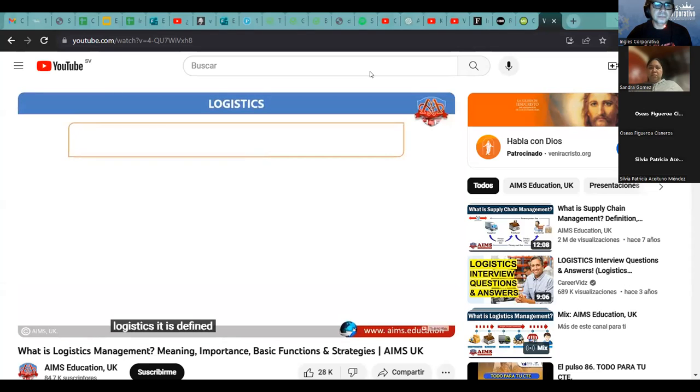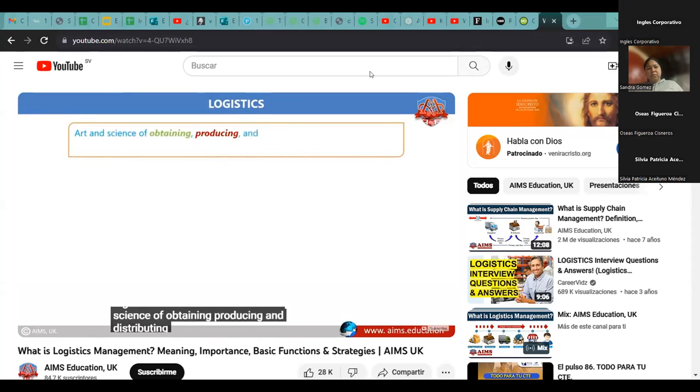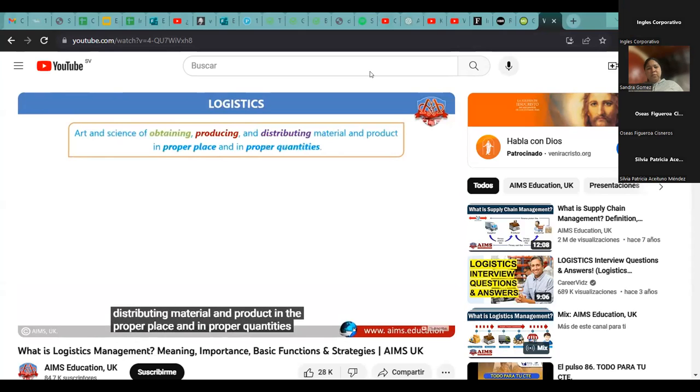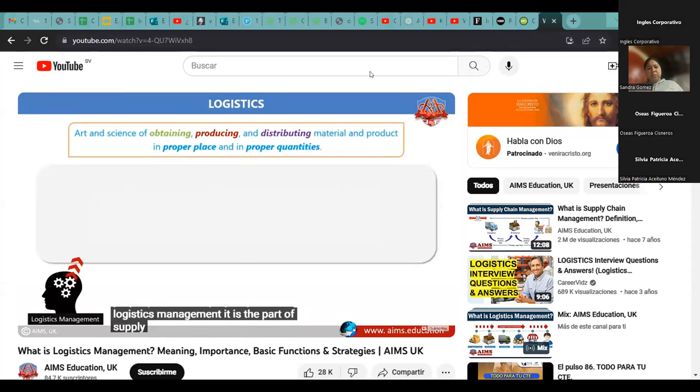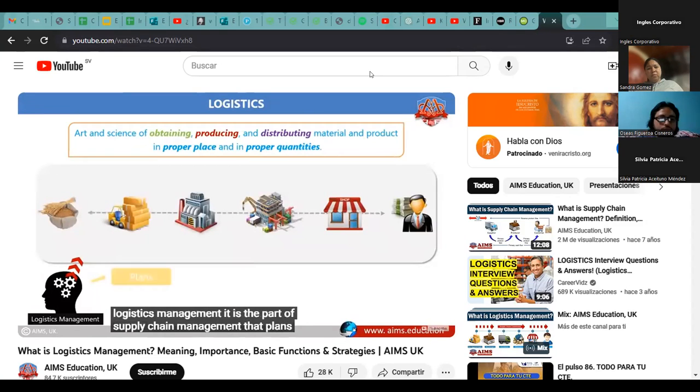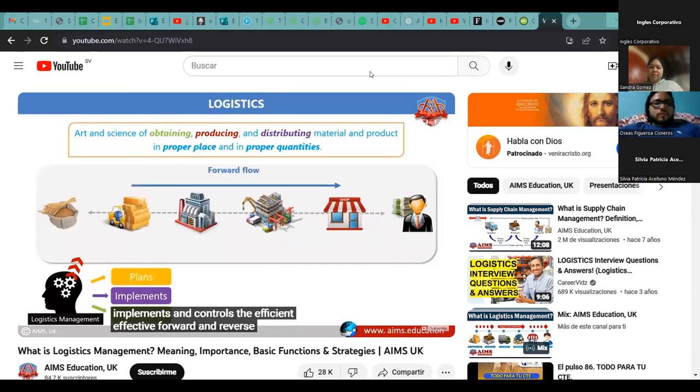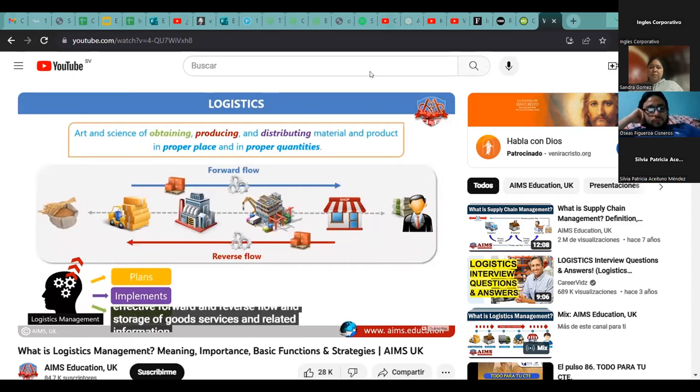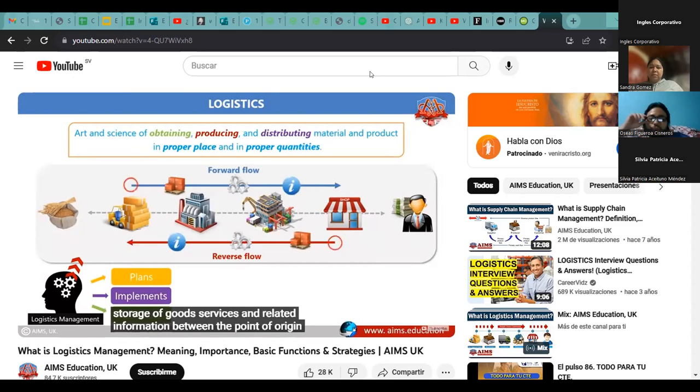Logistics. It is defined as the art and science of obtaining, producing, and distributing material and product in the proper place and in proper quantities. Logistics management. It is the part of supply chain management that plans, implements, and controls the efficient, effective, forward and reverse flow and storage of goods, services, and related information between the point of origin and the point of consumption in order to meet customers' requirements.